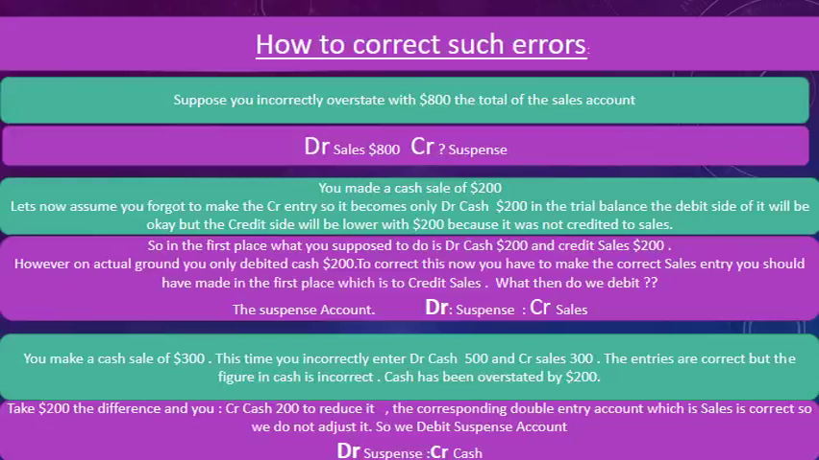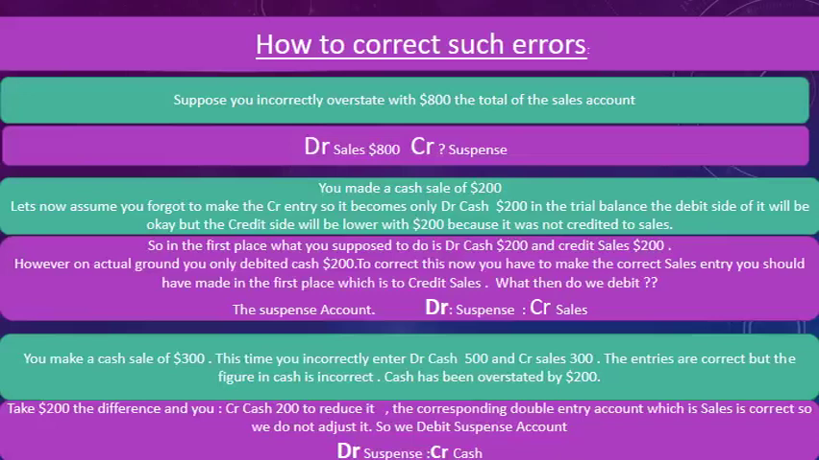So in the first place, what we're supposed to do is debit cash $200 and credit sales $200, which is the correct thing, right? But we didn't do that. However, on actual ground, you only debited cash $200. To correct this, now you have to make the correct sales entry you should have made in the first place, and you now have to do what you were supposed to do in the first place. What were you supposed to do in the first place? You were supposed to credit sales, right?